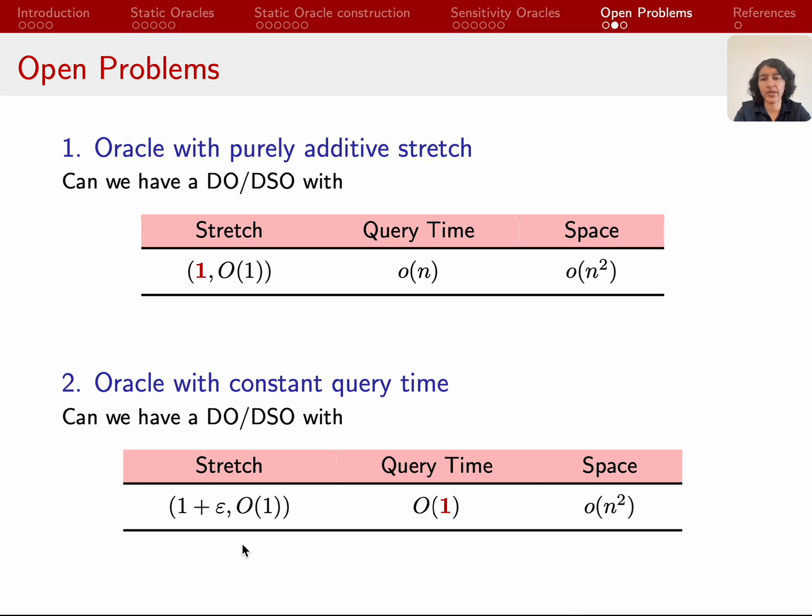So to date there is no DO or DSO with stretch smaller than 2 which has constant query time. So it will be interesting to obtain a stretch of (1 + epsilon, O(1)), query time O(1), and space which is subquadratic in n. So that's all.